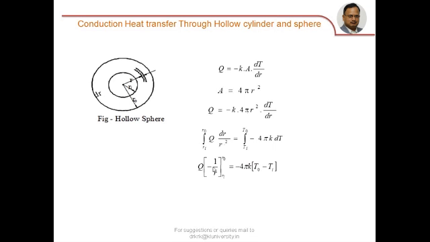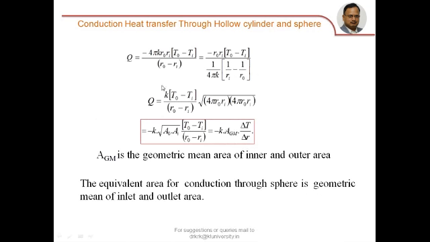dr by r square, integration is minus 1 by r, limits r0 to ri, equals minus 4 pi k dt, integration is t, so it becomes t0 minus ti. So it is minus q, upper limit and lower limit substitution, 1 by r0 minus 1 by ri is equal to minus 4 pi k t0 minus ti. So it simplifies to q is equal to minus 4 pi k r0 ri into t0 minus ti by r0 minus ri, which can also be written as minus r0 ri t0 minus ti.